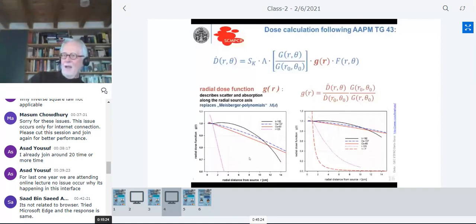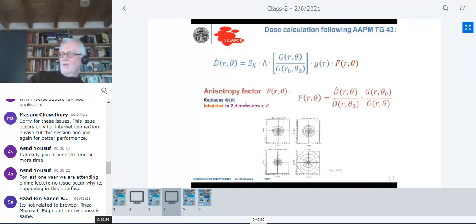Okay, this here is the anisotropy again. It's a factor. It's always calculated as the dose rate at the considered point in relation to the dose rate at the same distance on the transversal axis.